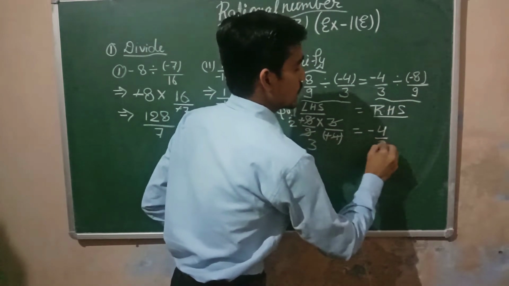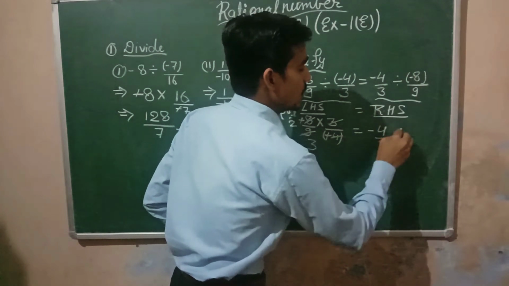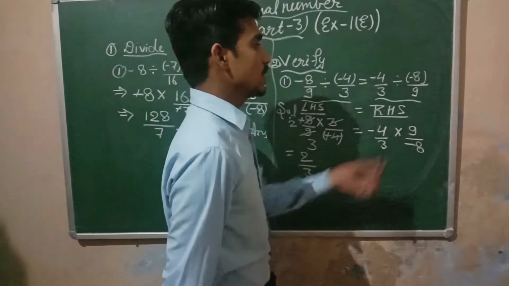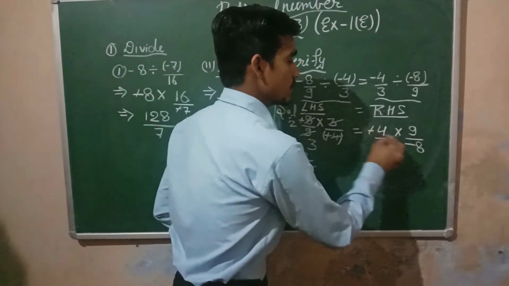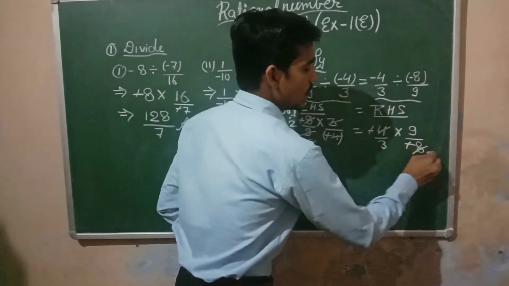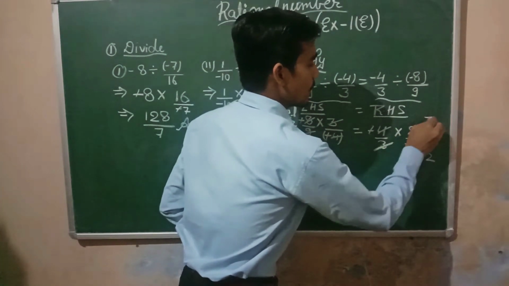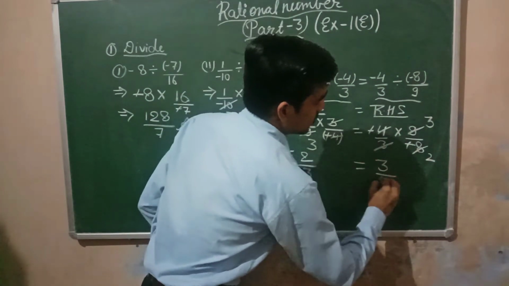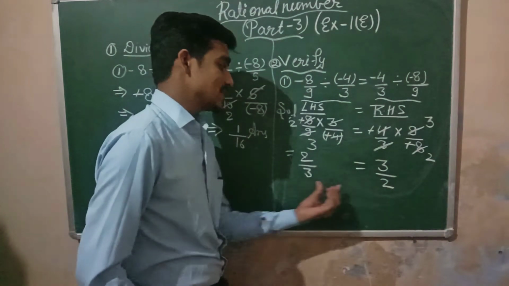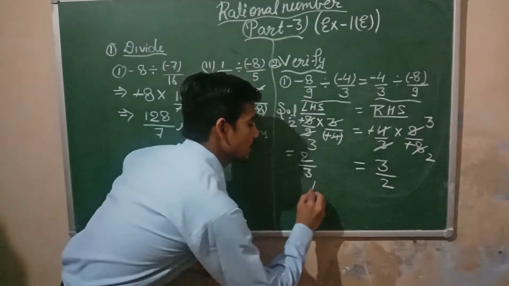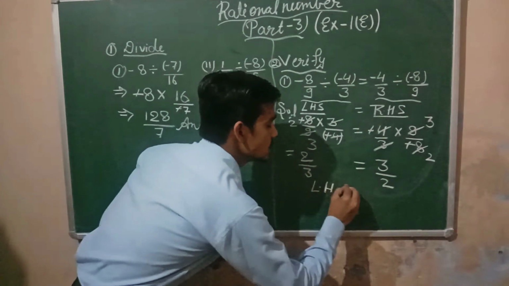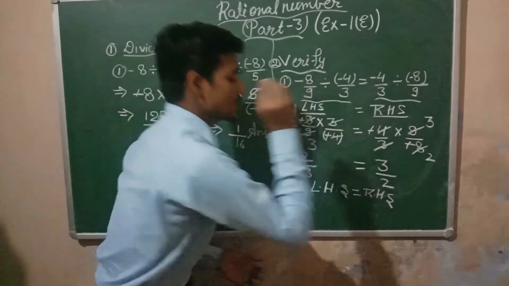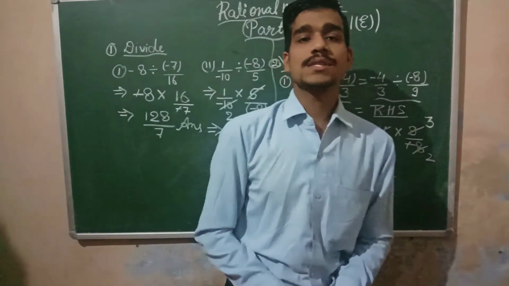And RHS is equal to minus 4 upon 3 multiply by 9 upon minus 8, because you will write here the reciprocal. Minus minus cancel. 4 times 2 is 8 and 3 times 3 is 9. Clear, student? Okay. 3 by 2. LHS not equal to RHS. You will write here LHS not equal to RHS. Clear, student? Now I am going to start next questions.